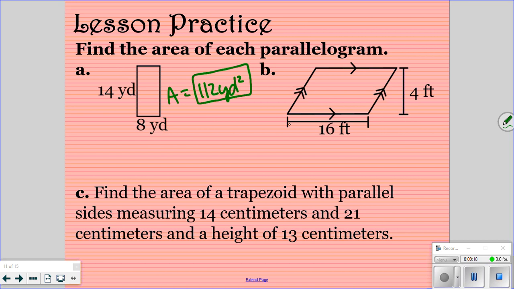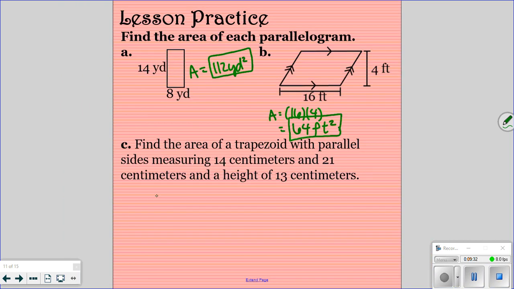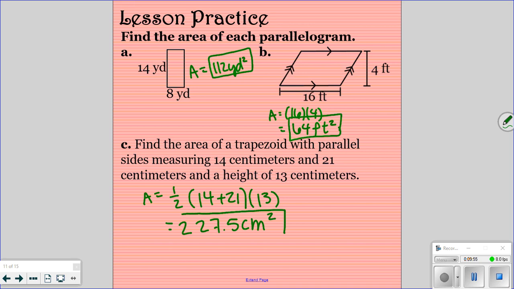For this next one, we do base times height. So 16 times 4 for your area, which is 64 feet squared. Okay, for this bottom one, the area of our trapezoid is 1/2. Our bases are 14 and 21, and then our height is 13. So 14 plus 21 times 13 and divided by 2 gives you 227.5 centimeters squared. Okay?